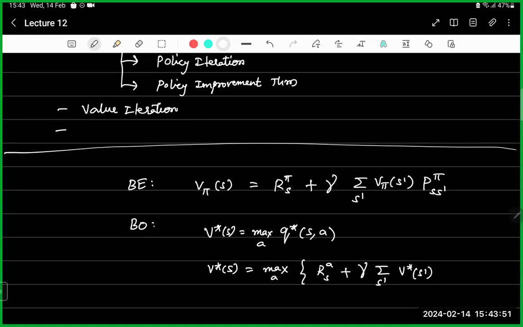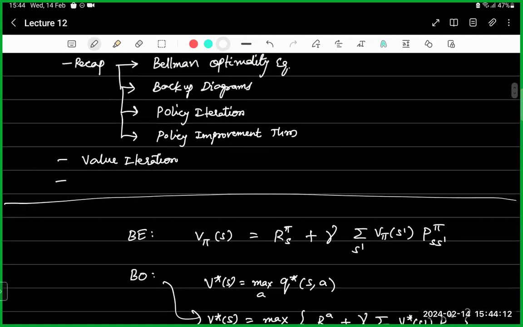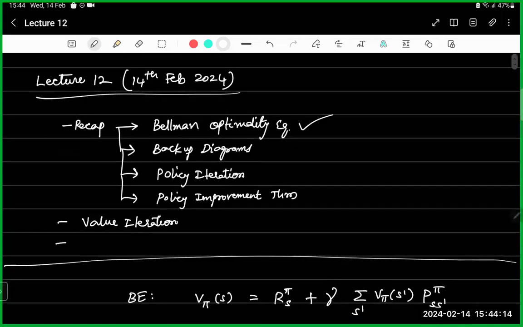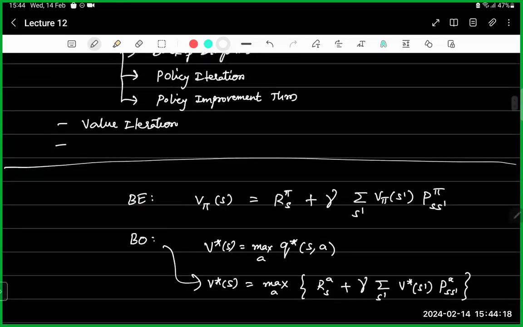V star of S dash times P of S dash, right? You're taking action A, so you took action A, what is the probability that you'll go to S dash? So this is what we defined as the Bellman optimality equation, right? So this is about the Bellman optimality equation, and backup diagrams are anyway somewhat easier, so I'll not go into details of that again.